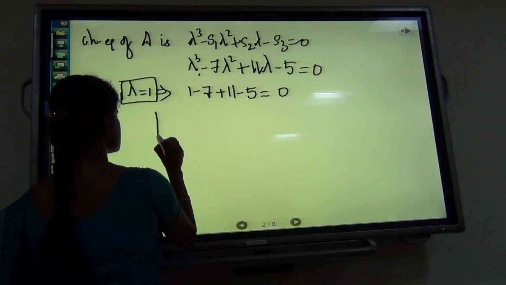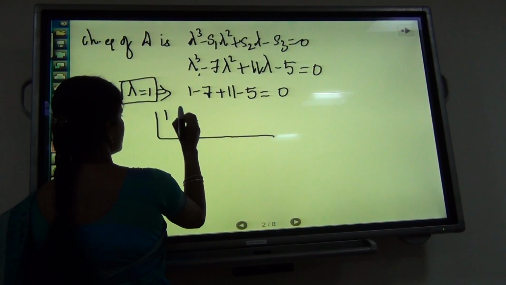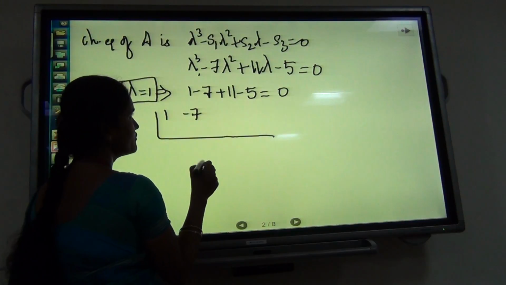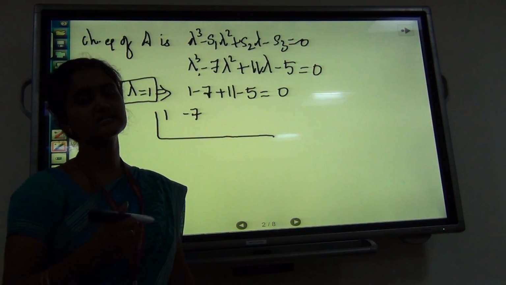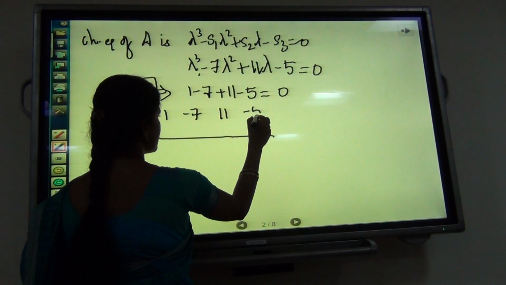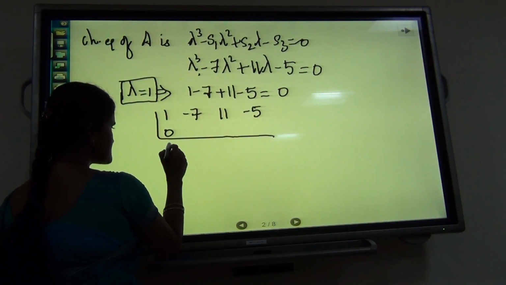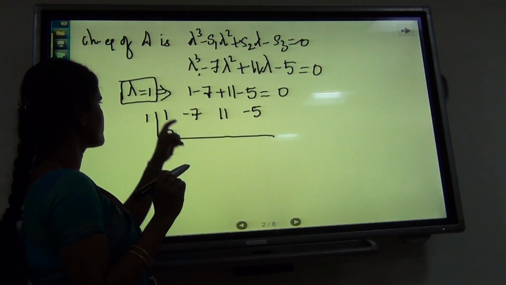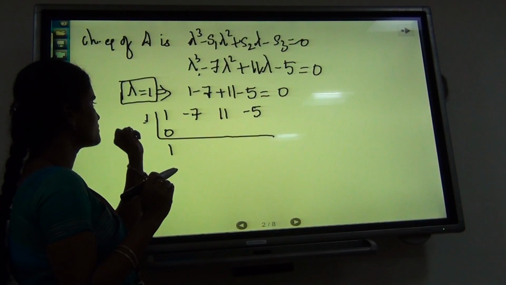Now using this by synthetic division, we take the coefficient of lambda cube, that is 1, coefficient of lambda square, that is minus 7. Be careful that you need to carry the signs along. If you leave off the signs, then it won't be solvable. Then 11 and minus 5. So we start with 0. Adding this, you get 1. The first root of this equation, what we found by trial and error method, is 1. So let us start with 1.